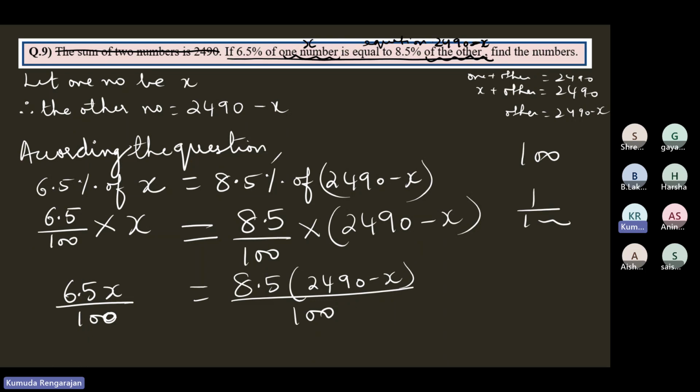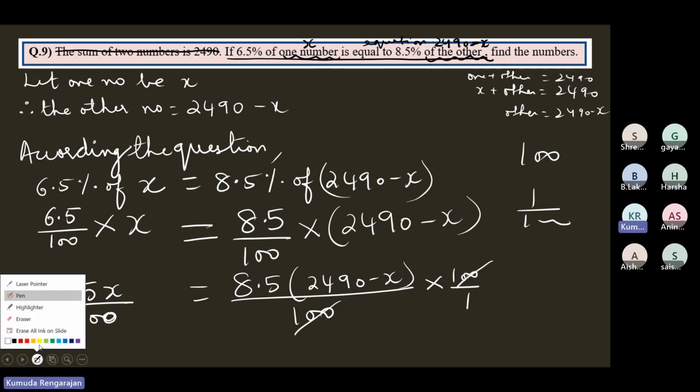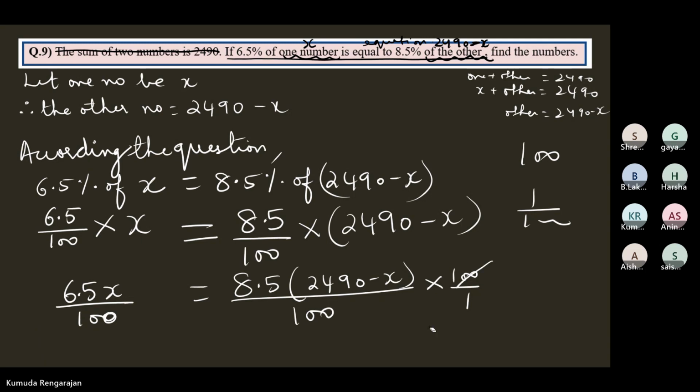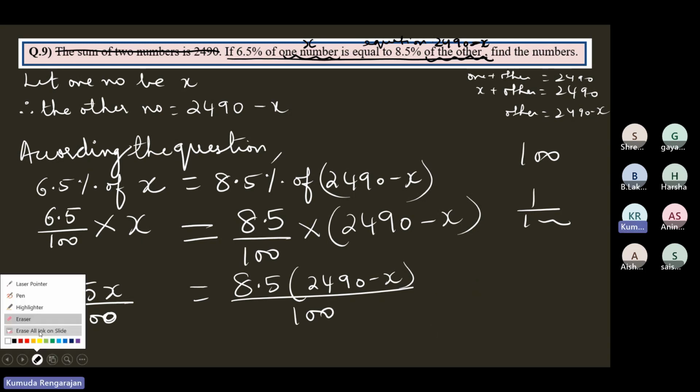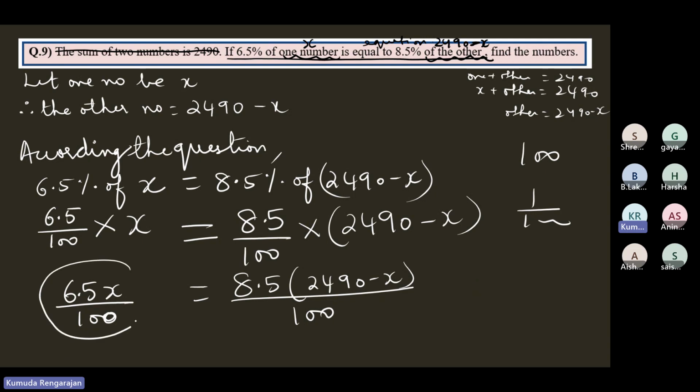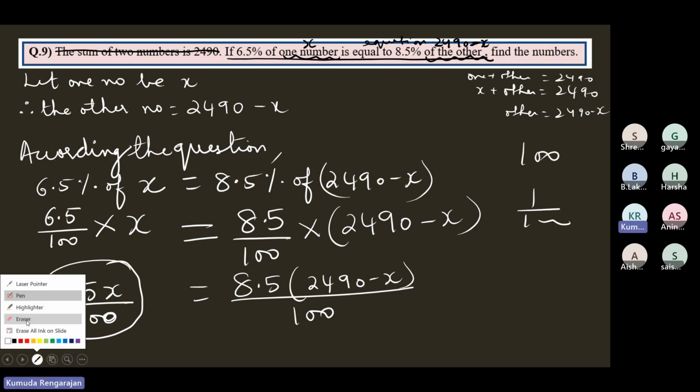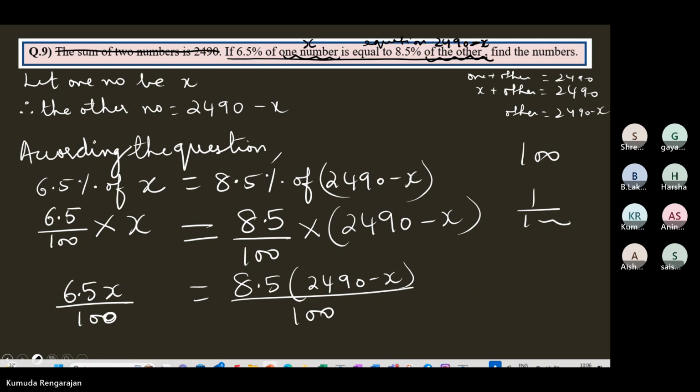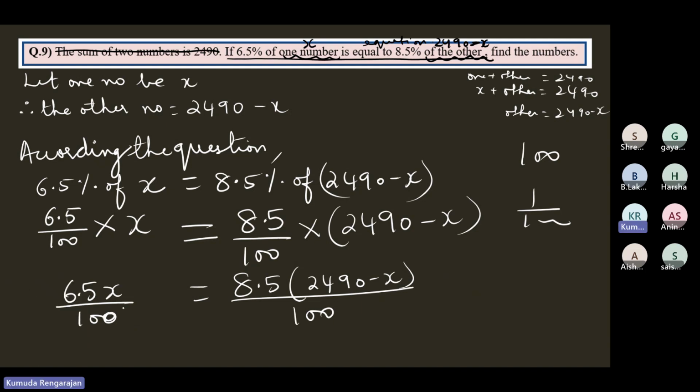This 100 is in the denominator here, which means it is 1 by 100. When it's transposed, it becomes 100 by 1. So 100 and 100 will get cancelled. You don't have to show all these steps. I'll tell you when you can cancel. There is only one fraction on the left hand side and one fraction on the right hand side, and they have the same denominators. At this stage you can cancel.